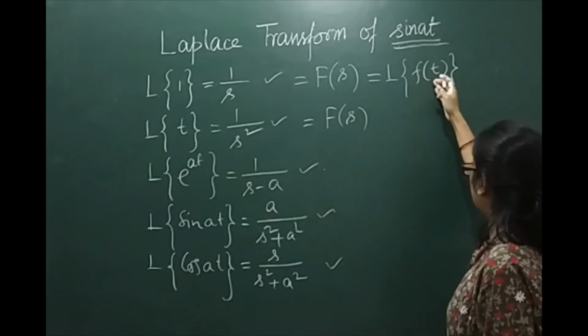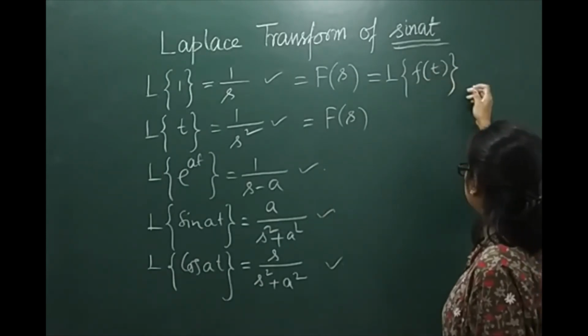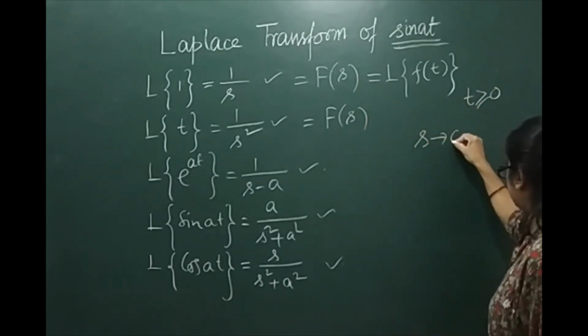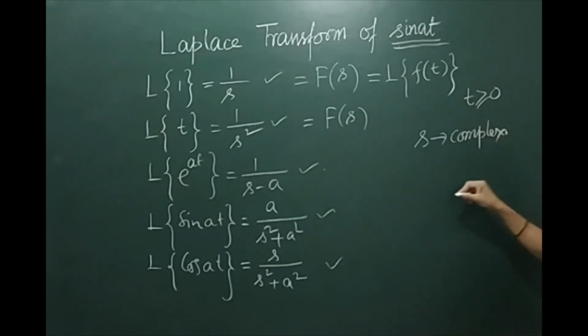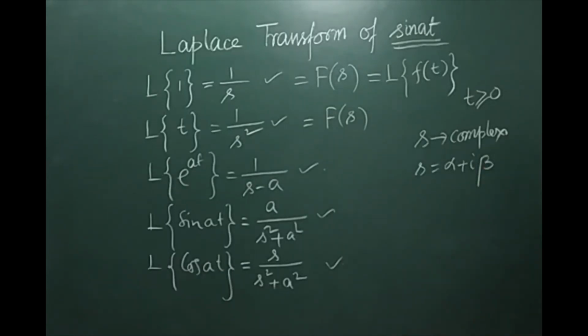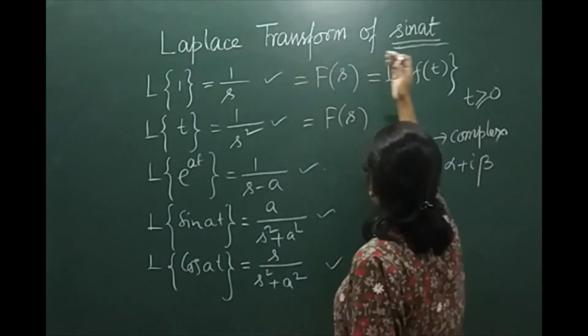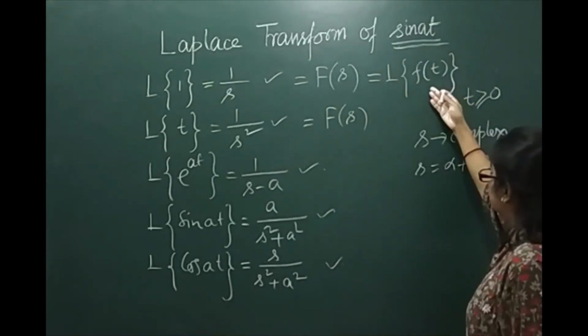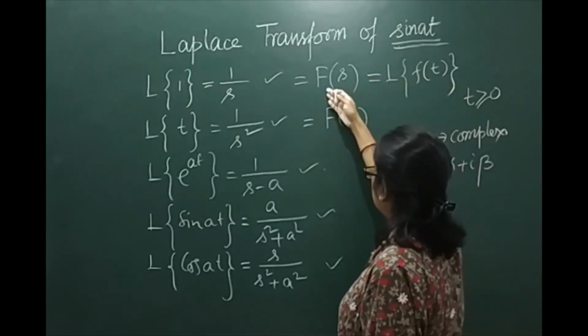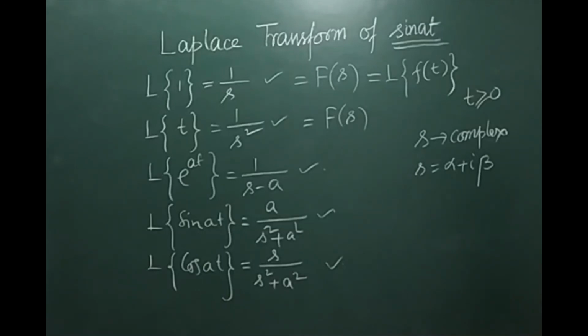f(t) means the function of a real variable. t is a real variable and t is always greater than or equal to 0. And this s is a complex number, and it can be written in the form alpha plus i beta. So what does the Laplace transform do? The Laplace transform converts the function of a real variable to a function of a complex variable. Laplace transform is very useful in different engineering branches, computer applications, and social sciences.